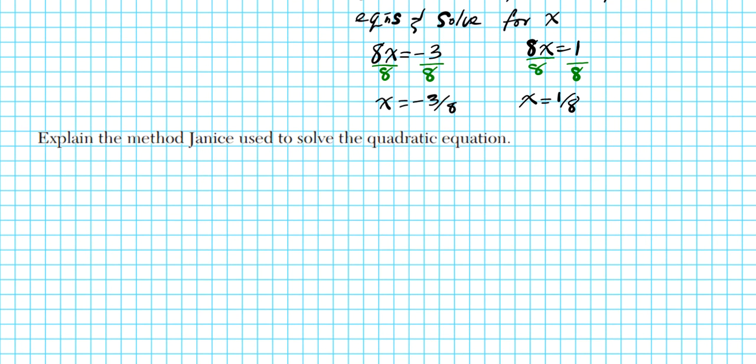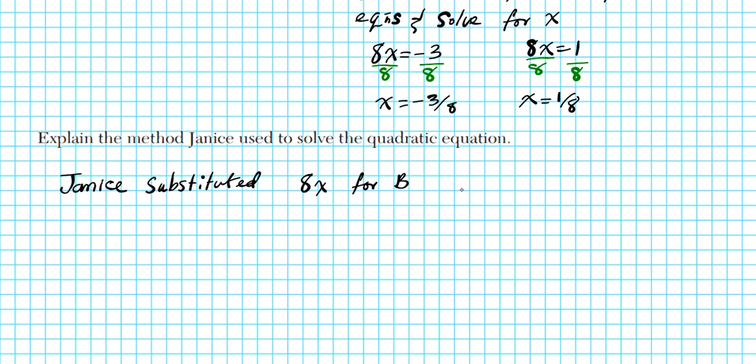Alright, then the second part for question number 36, we are to explain the method Janice used to solve the quadratic equation. So what did Janice do? Janice substituted 8x for b. She substituted 8x for b, or you can say she substituted b squared for 64x squared. It's the same thing, but let's just pick one.